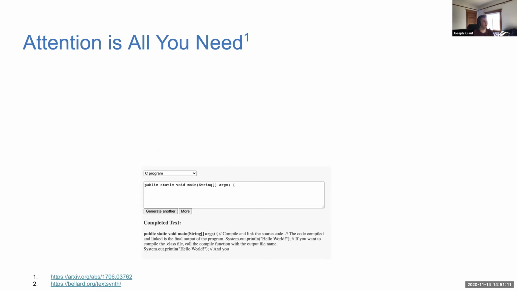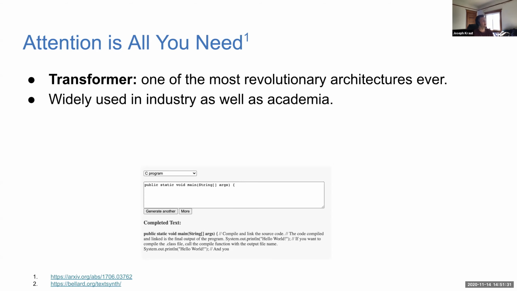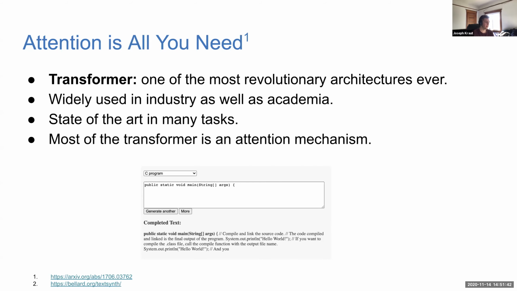Specifically, we're going to be talking about a paper called Attention is All You Need. I've linked the paper. It introduced an architecture called the transformer, and the transformer is probably one of the most revolutionary architectures ever. If you've heard of it, you probably know how great it is. If you haven't, here's your chance. It's widely used in industry as well as academia, and it is the basis of the state of the art for many, many tasks. And most of the transformer is what we've been talking about today. It's an attention mechanism with a little bit of structure built around it.